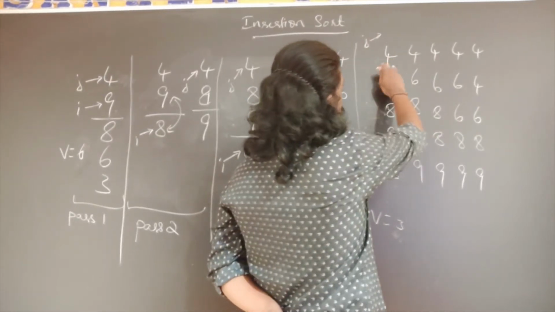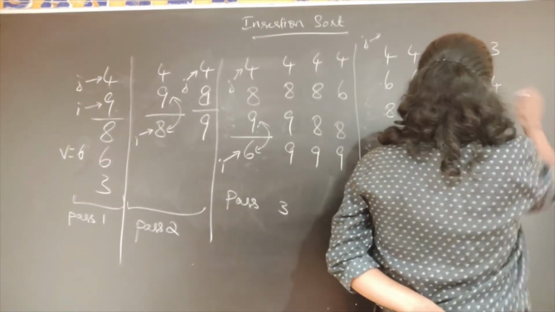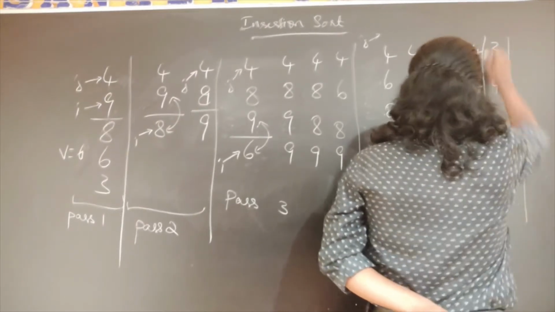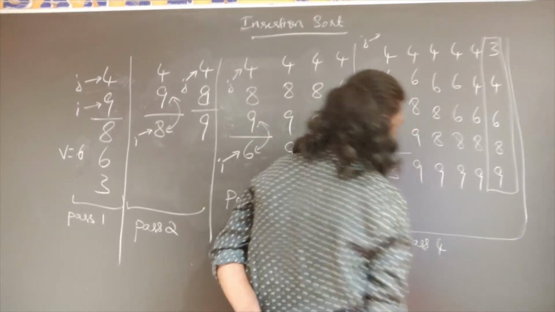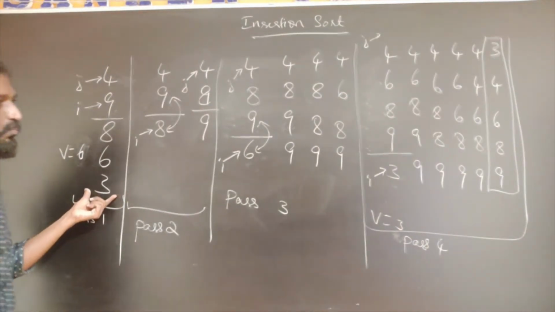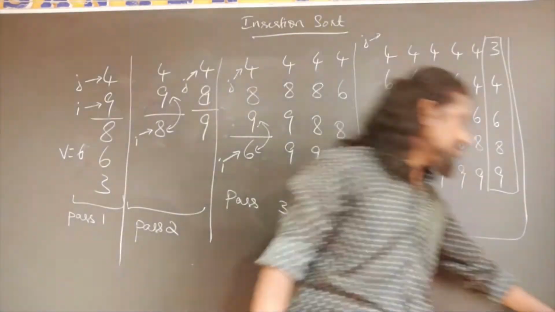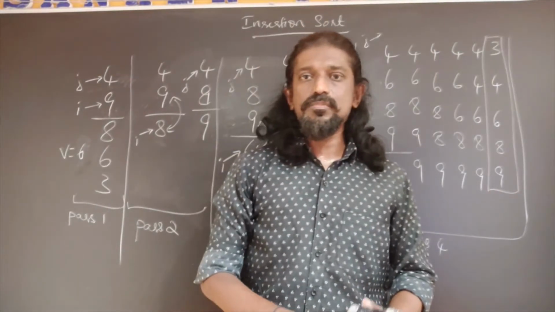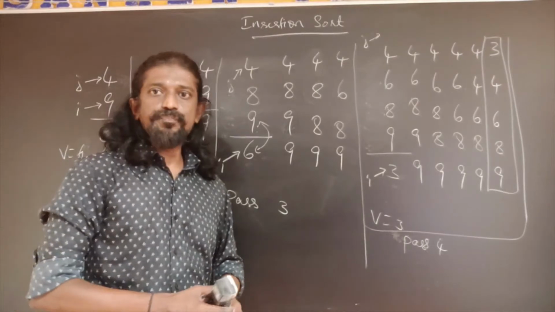so whatever position is available to us, that is the position where 3 has to be copied: 3, 4, 6, 8, 9, and we can see these 5 elements are sorted. This is pass 4 of the insertion sort, and all the 5 elements are sorted. So this is the unsorted array which we gave as input, and this is the sorted array after applying the insertion sort logic. Like most of the other sorting algorithms, insertion sort also requires n-1 passes to sort a list of n elements.